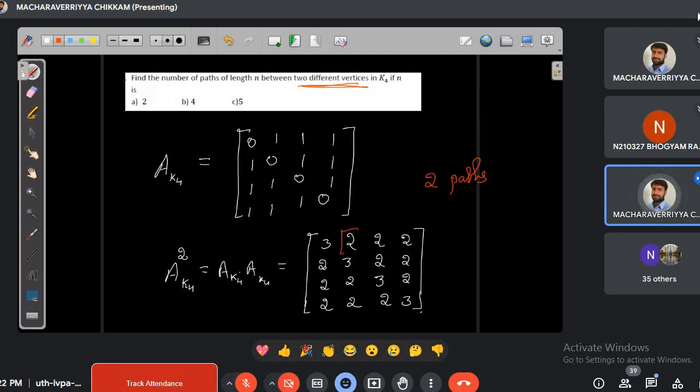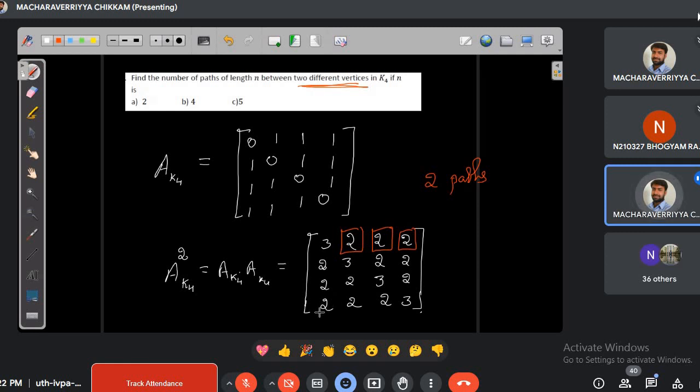Because you can see that from 1 to 2, there is a path of length 2. From 1 to 3, there is a path of length 2. From 1 to 4, there is a path of length 2. Like that, we can describe.